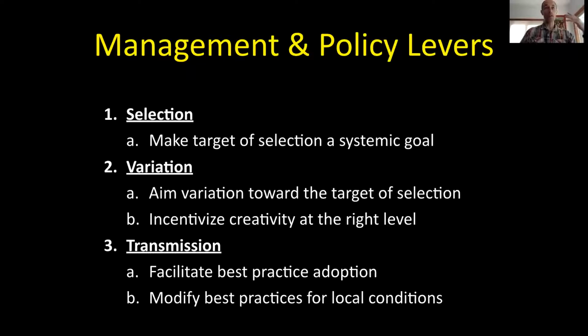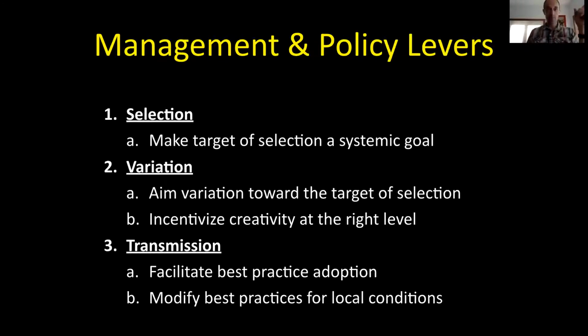And the first one is, evolution is going to happen whether we want it to or not. Behavioral evolution is going to occur. The question is, are we managing it effectively? And so to do that, it really helps to focus on what the selection is. So make a systemic social goal managing the target of selection. Of course, this is what my paper is a lot about.